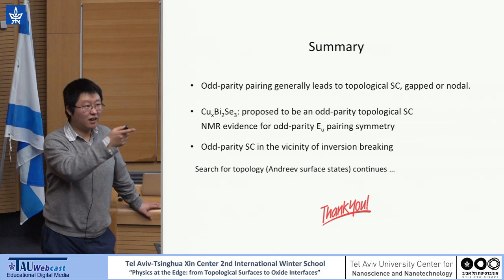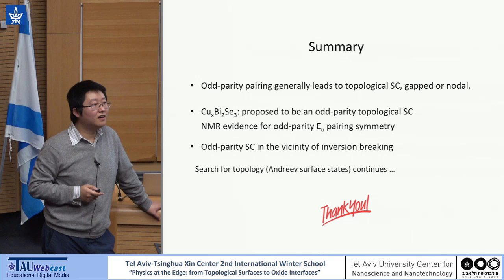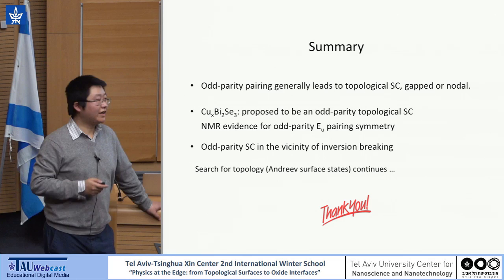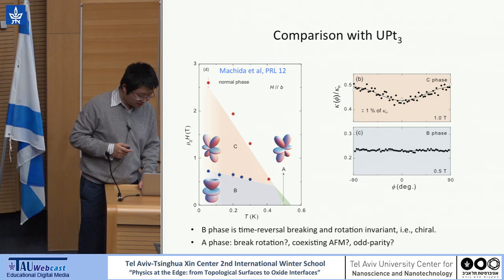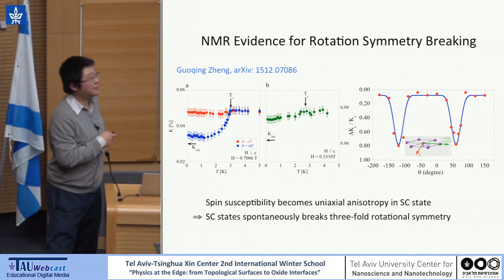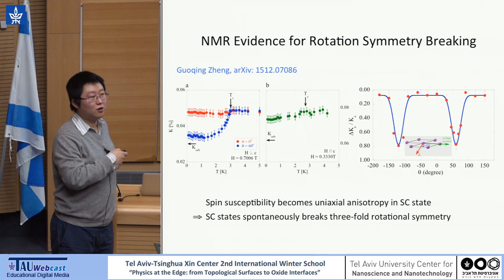Harold? Either in the NMR data, or in your proposal, do you expect that you would have nematic domains? Oh, that's an excellent question. Let me first mention an experimental fact I learned from Guo-qing Zheng. So in this material, let me show you the NMR data. These results are reproducible as you warm it up and cool it down, and the anisotropy is always in the same direction.